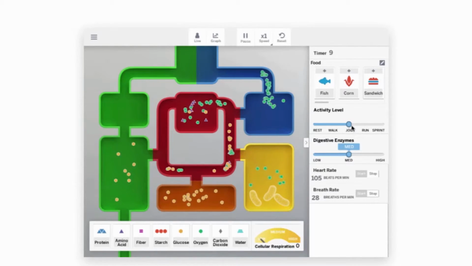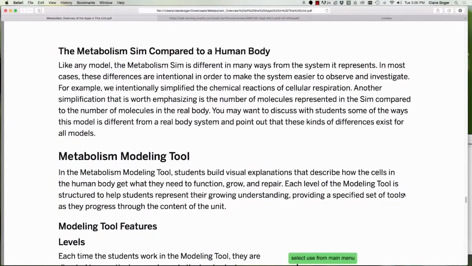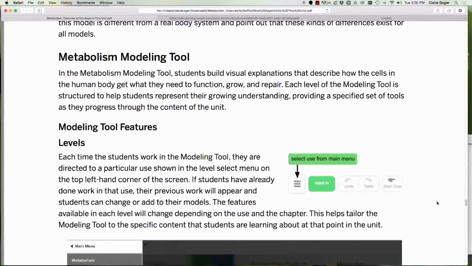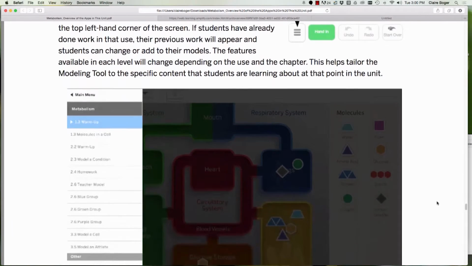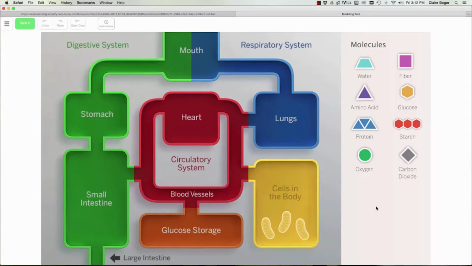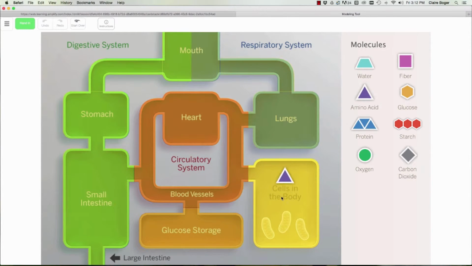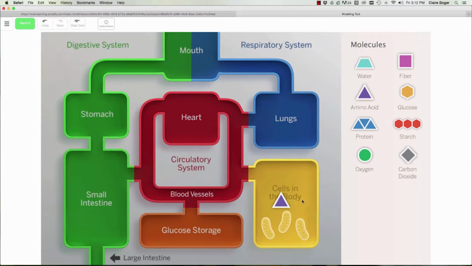Back in the overview of the digital tools in this unit document, we see information about another digital tool used in the unit. This one is called the Metabolism Modeling Tool. Modeling tools enable students to create a visual model of their developing science ideas. Students will start using the modeling tool in Lesson 1.3. The key takeaway here is to consult the overview of the digital tools in this unit document and to practice using the tools in advance. You'll understand how they fit into the lesson, and you'll be ready to help your students when it's their turn to use them.